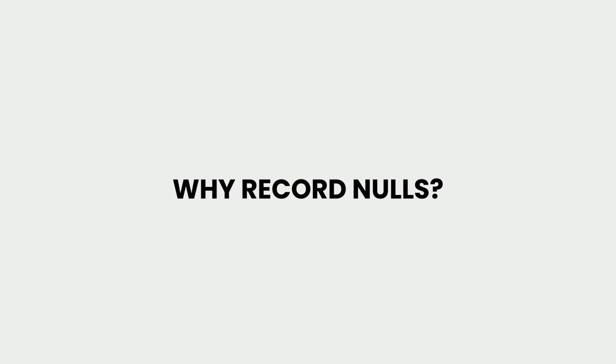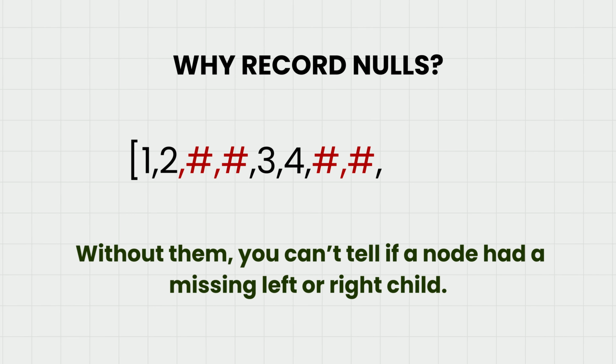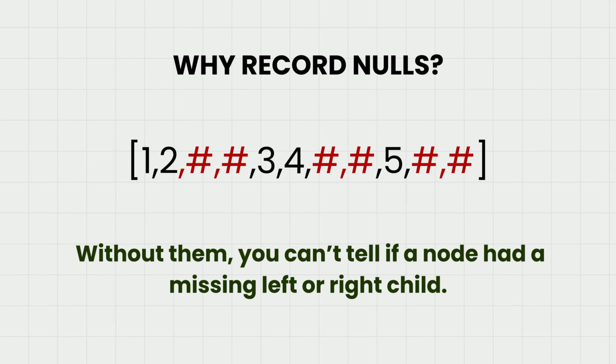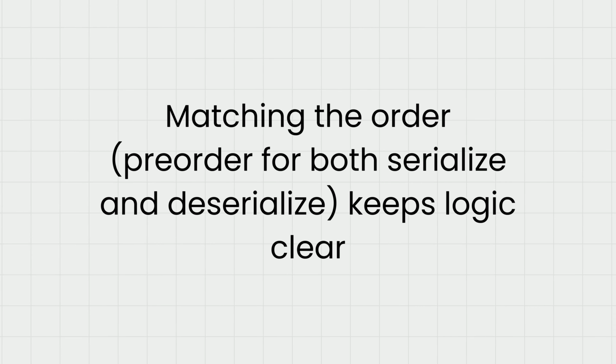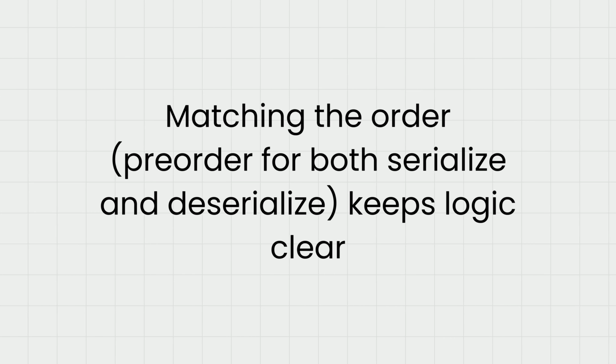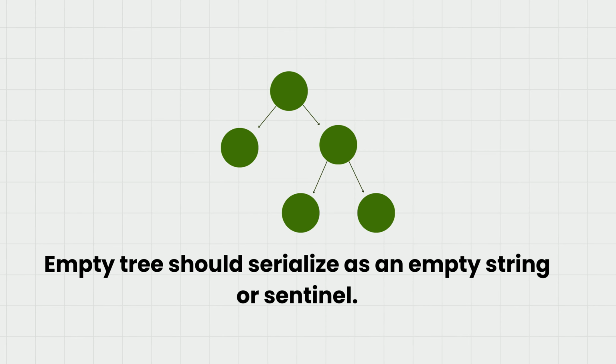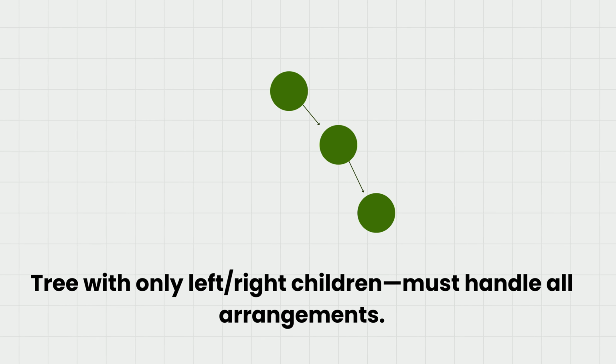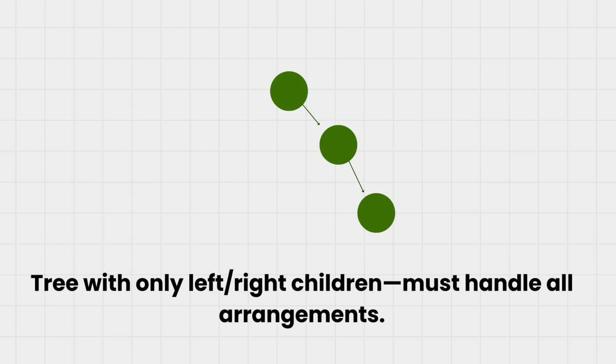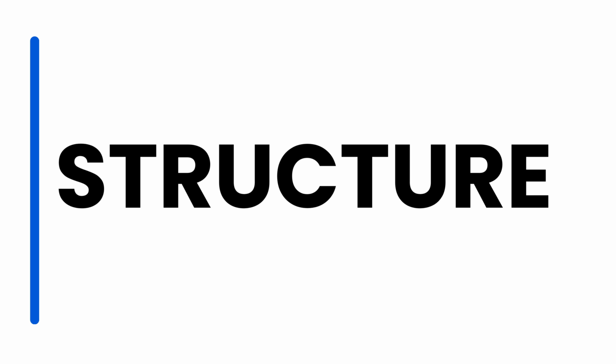Let's clarify. Why record nulls? Without them, you can't tell if a node had a missing left or right child. Matching the order, pre-order for both serialize and deserialize, keeps logic clear. Edge cases. An empty tree should serialize as an empty string or sentinel. For trees with only left or right children, you must handle all arrangements.